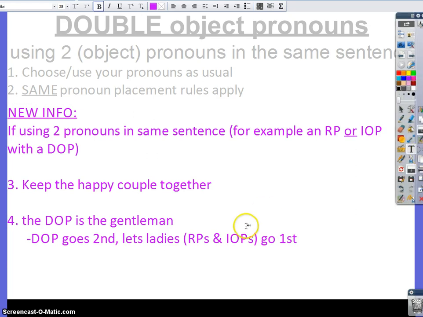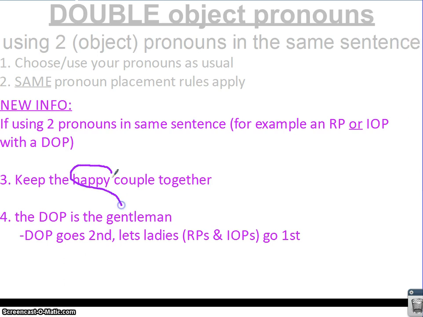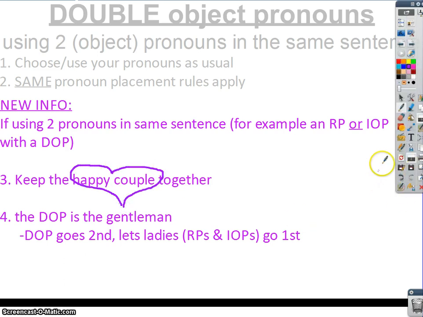So, don't separate your pronouns. I will say that I'm sorry to hear about them, that they're taking some time off or separating. So, yeah, remember that stuff.